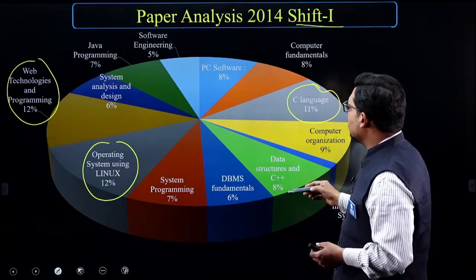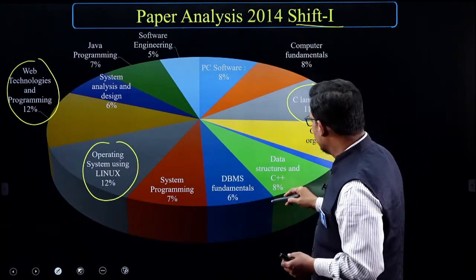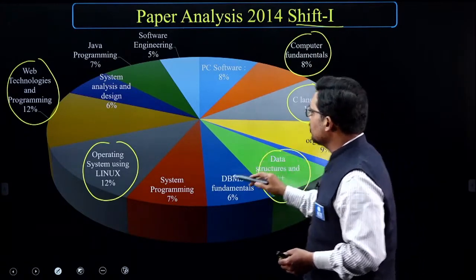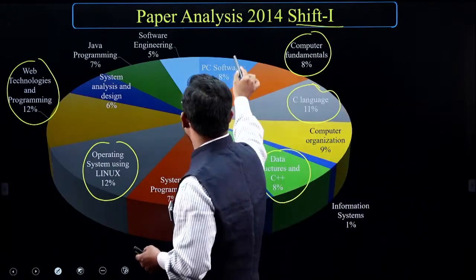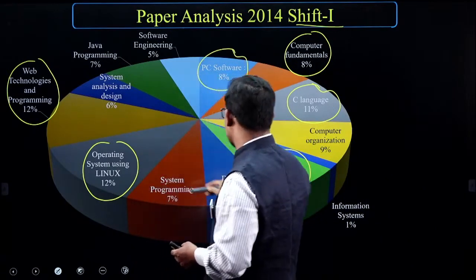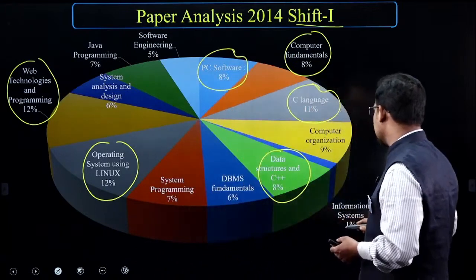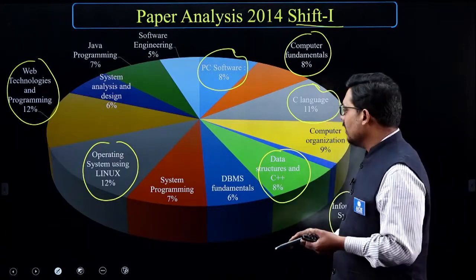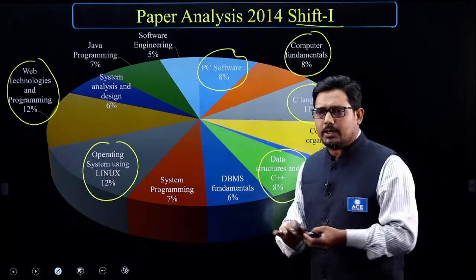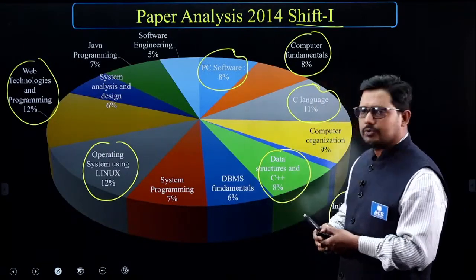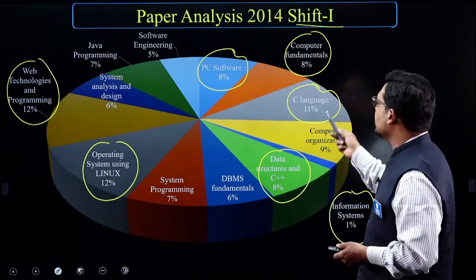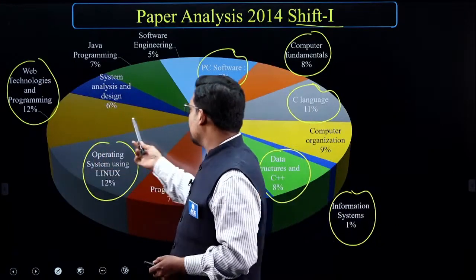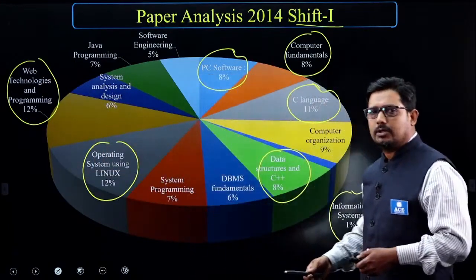The rest of the weightage is in the second set: computer fundamentals 8%, data structure 8%, and PC software also 8%, and the rest are 6 to 7%. Information system has very few questions in the shift 1 paper. So it is more or less distributed; you cannot say there are a high number of questions from one particular topic, but yes, in shift 1, C language, operating system and web technology have comparatively more questions than the other parts.